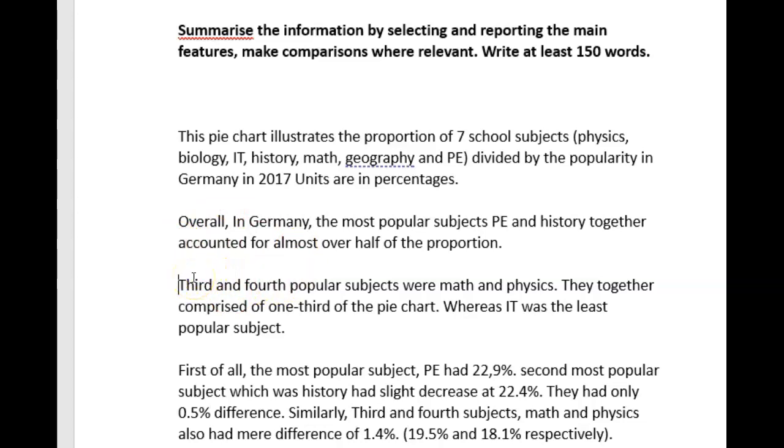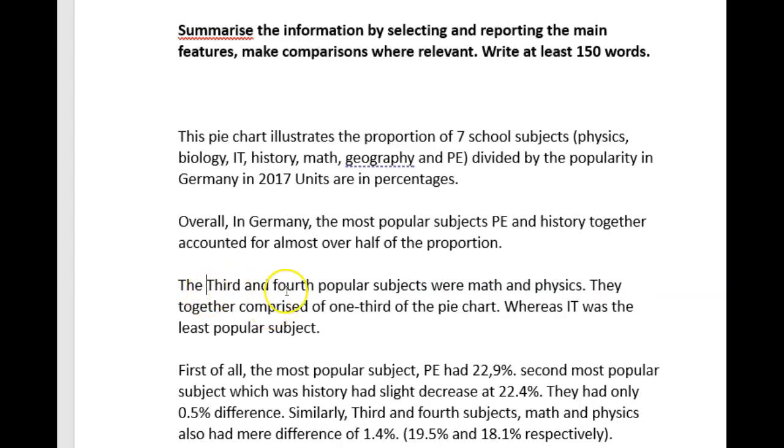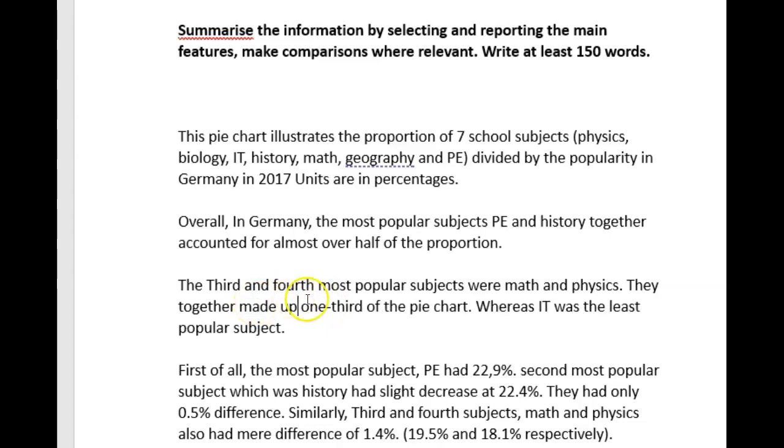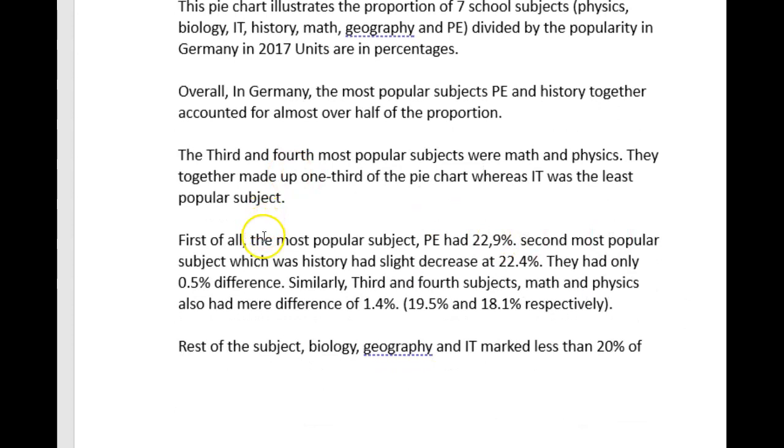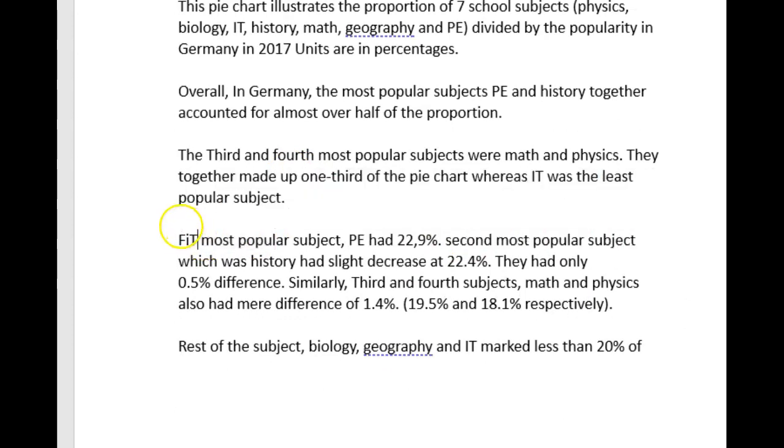And then the third and fourth most popular subjects, let me just do it because really, most popular subjects were maths and physics. They together made up 1/3 of the pie chart, whereas IT was the least popular subject. Fine. Then you're getting into details here. So, oops. The most popular subject, PE, comma, had 22.9%.